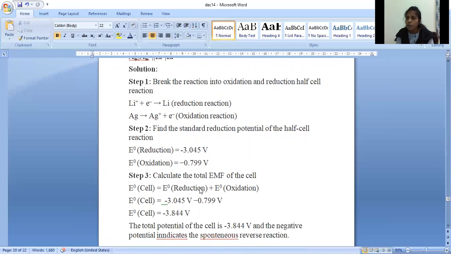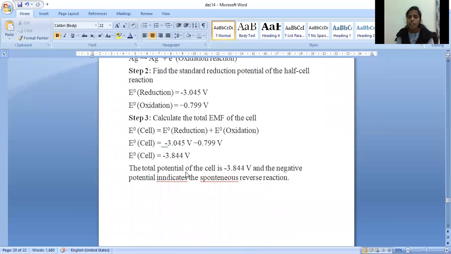And what is the last step? In the last step, we are finding the EMF value by doing E naught cathode minus E naught anode. Cathode is this one, anode is this one. E naught cathode minus E naught anode. We will get E naught of cell. So that is minus 3.844 volts.